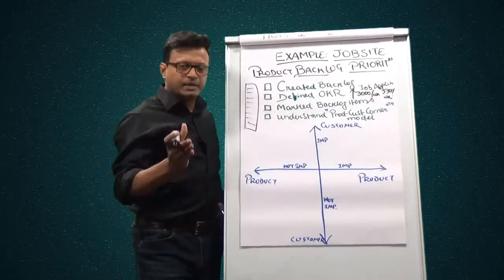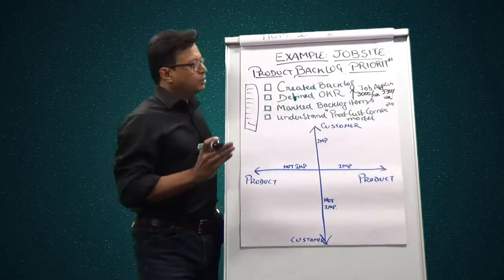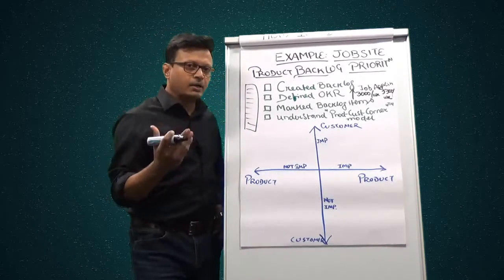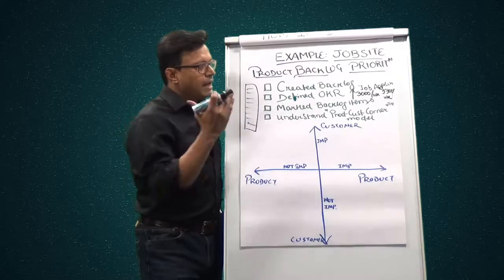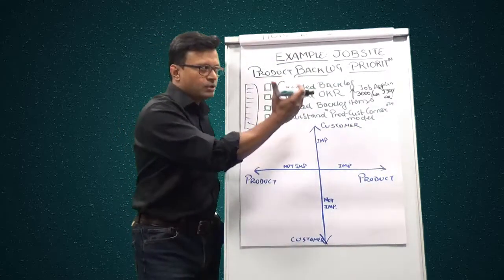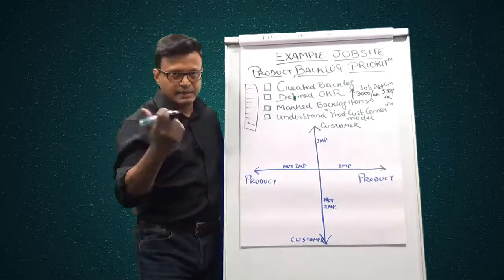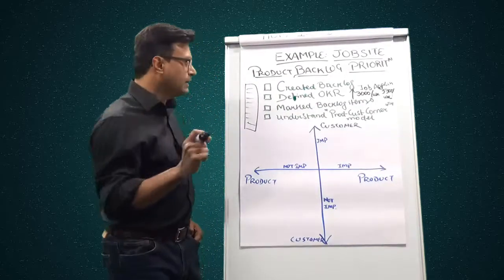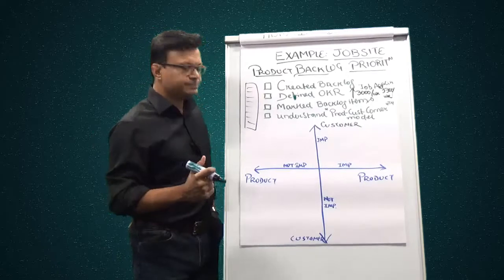So the idea and the expectation from you is that you do only those items listed in the backlog that will help you reach this goal, an increase of job applications from 3,000 to 3,300. Let's say that's the example, and keep that in mind. It will be handy when you do the exercise.